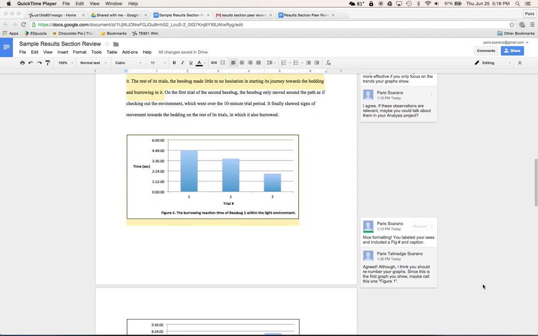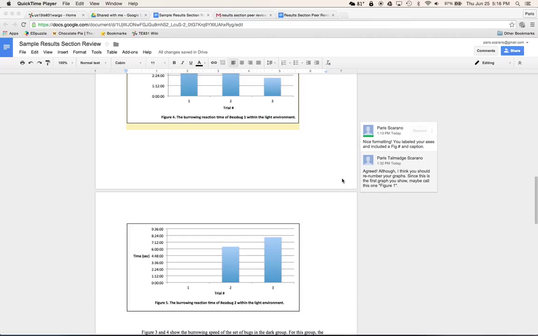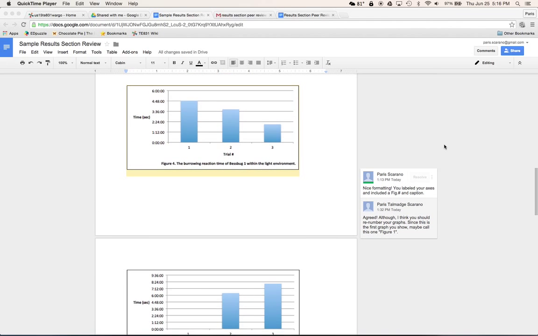All right, if we continue down a little further, we have another little mini conversation between two students. This one's dealing with figure formatting. The first student mentions a positive comment: nice job with your figure formatting. The second person agrees, but mentions something the first student didn't notice. Maybe you want to change the figure number. This is the first figure that you're presenting in your paper. Maybe instead of figure 4, you want to label it figure 1.